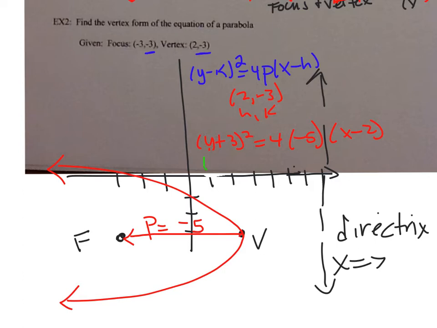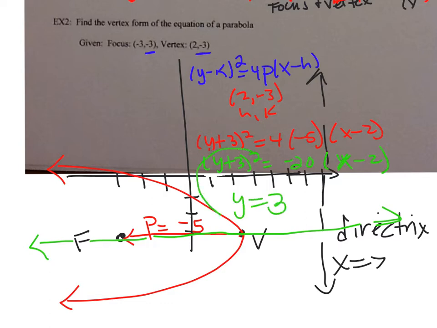So that would be y plus 3 squared equals negative 20 times x minus 2. And what would be my line of symmetry? This would be my line of symmetry, which would be y equals negative 3. Notice it's opposite of what's inside the parentheses. Okay, so let's flip it over and take a look at what's on the back.